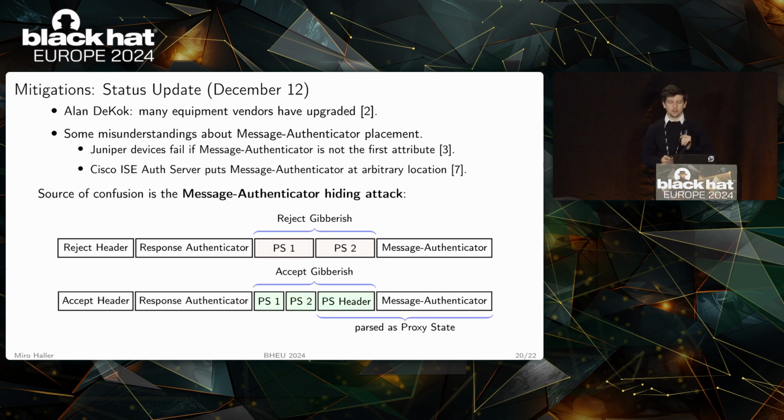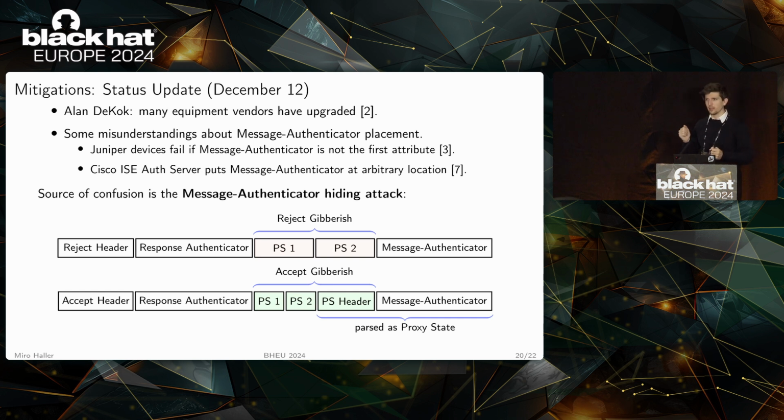We think that the source of confusion for this is the message authenticator hiding attack that we outline in our paper. And so this basically works as follows. If the message authenticator is not the first attribute, the attacker can effectively remove the message authenticator. And it does this by making sure that the accept gibberish ends in a proxy state header. And so if you do that, then the client will parse the message authenticator as a proxy state instead of a message authenticator attribute.